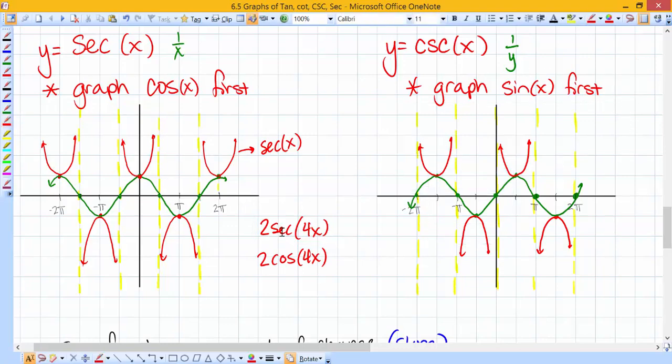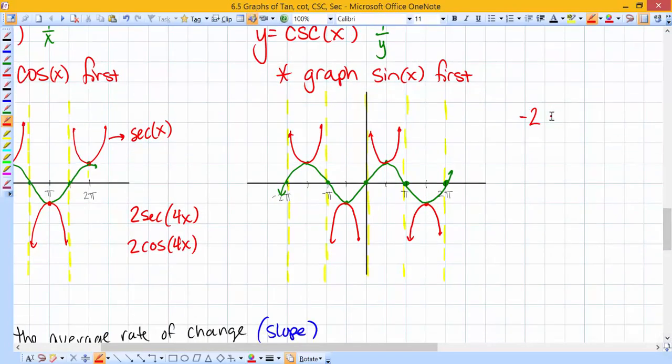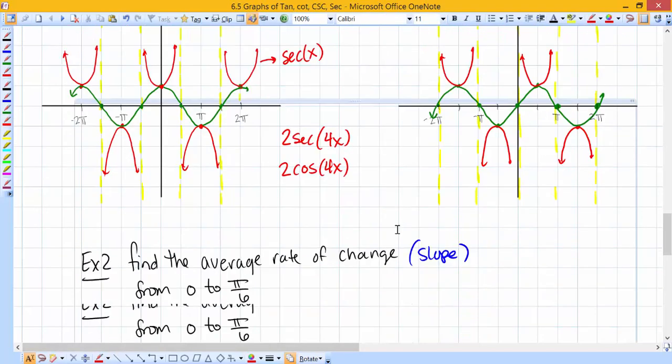And just like with cosine and secant, when you're given cosecant, I can have a negative 2. That's an ugly C. Negative 2 cosecant of 2x. And you would want to graph negative 2 sine of 2x first, and then apply the asymptotes and move the graph away from your sine graph. So same thing, if you need to add anything to your unit circle, if you need to add anything to your foldable, please do so.